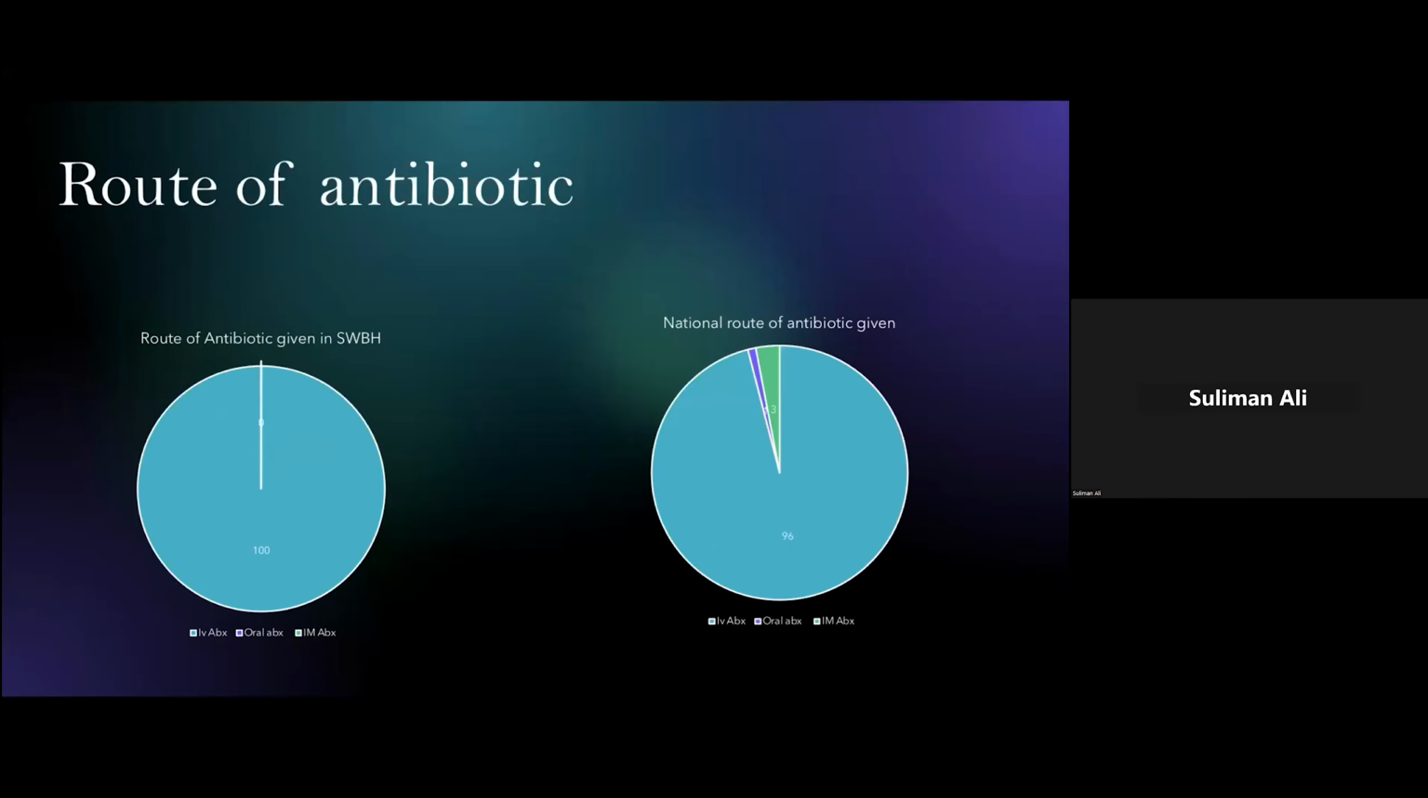If I look at the route of the antibiotic, all patients in my trust received IV antibiotics. This was comparable to the national data, where 96% of patients received the IV route. Nationally, only 1% had oral and 3% had IM, which was probably due to difficulty giving the drugs, such as cannula issues. As literature has shown, IV is the best route of antibiotics to treat peritonsillar abscesses. So the route that my hospital is choosing is correct as per guidelines.